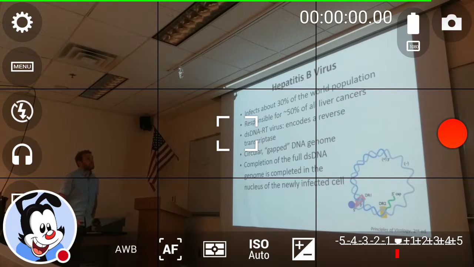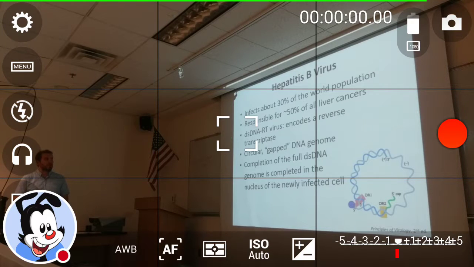One of the examples is hepatitis B, even though it's one of those DNA viruses that's kind of funky. It is the one that has that big gap in the middle. About 30% of the world population has Hep B. There is a pretty good vaccine. If you're going to work in the lab, get the vaccine. I think it's required to have the vaccine. If not, you should get it anyway. It causes about 50% of all liver cancers.